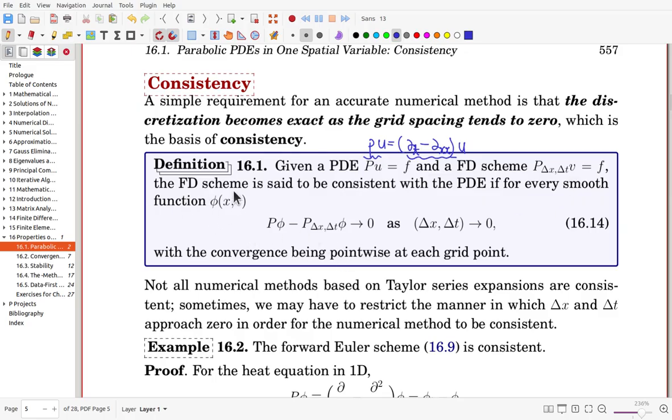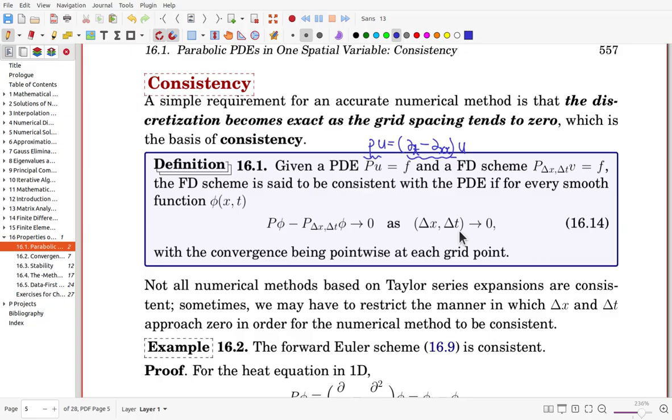The finite difference scheme is said to be consistent with the PDE if for every smooth function phi, P phi minus P_delta, the finite difference operator applied on phi, converges to 0 as the grid size approaches 0. That's the definition of consistency. Not all numerical methods based on Taylor series expansions are consistent.